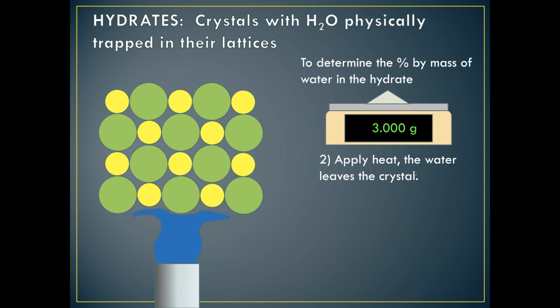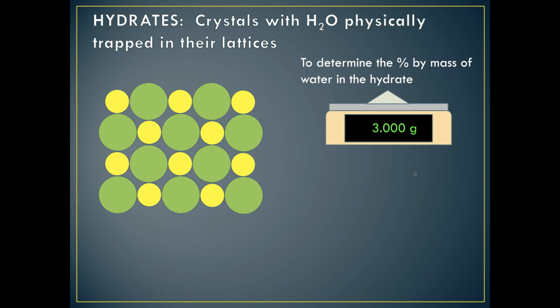Anyway, by adding the heat, there's no longer water in the crystal. So we're going to re-weigh the crystal. This time, since it has no water in it, it's called an anhydride, and you'll note that the mass decreased. The difference between our starting mass and our ending mass is the mass of the water you drove off.